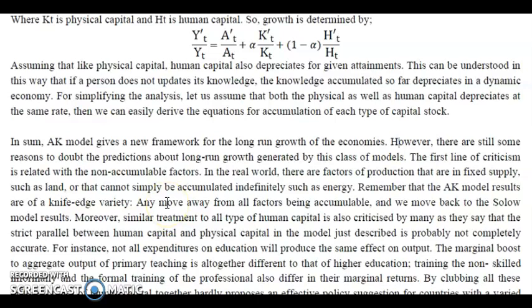In sum, the AK model gives a new framework for the long-run growth of the economy. However, there are still some reasons to doubt the predictions about long-run growth generated by this class of models, these endogenous growth models. The first line of criticism is related to the non-accumulable factors. In the real world, there are factors of production that are in fixed supply, such as land, or that cannot be accumulated indefinitely, such as energy. Remember that AK model results are of a knife-edge variety. Any move away from all factors being accumulable and we move back to the Solow model result.